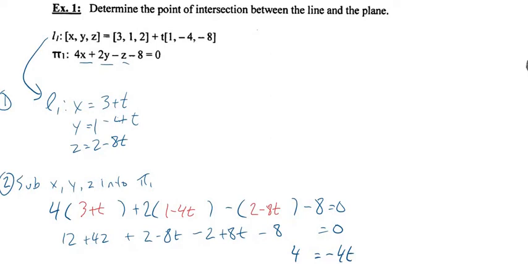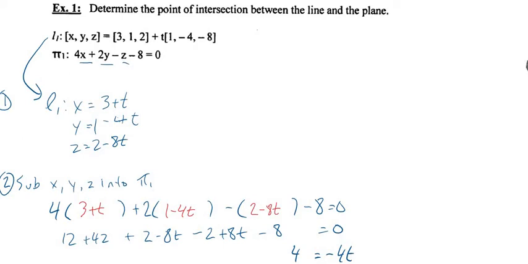Now, example one, we have a line and a plane, and we're asked to find the point of intersection between that line and the plane. And we're going to assume that there's one. There might not be. Sometimes it's asking to determine the point of intersection, and there might be no solution, and that happens too. But for right now, let's start trying this, and let's see what happens.